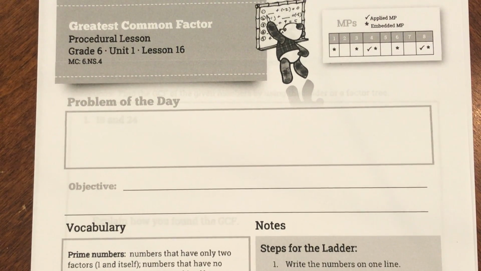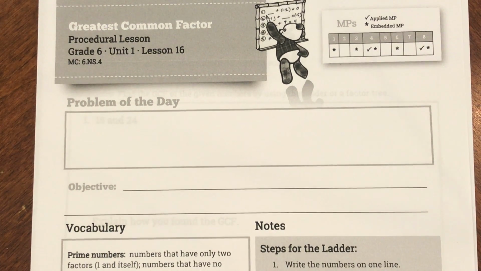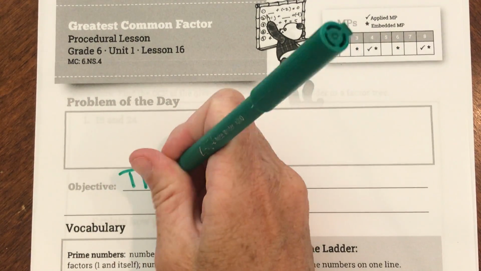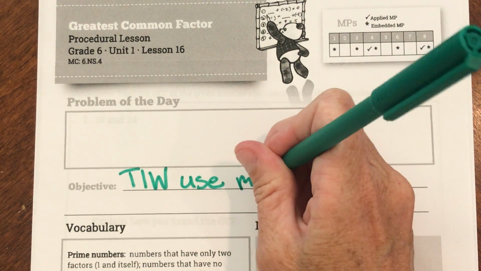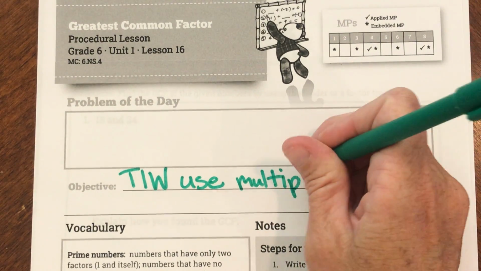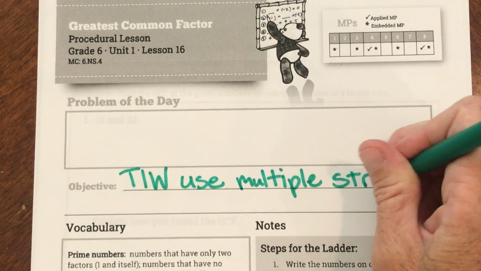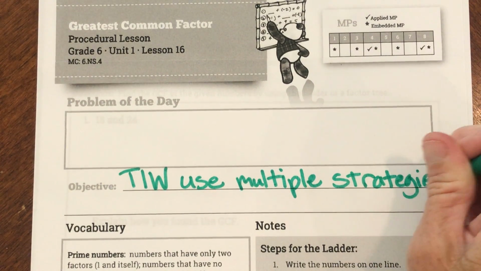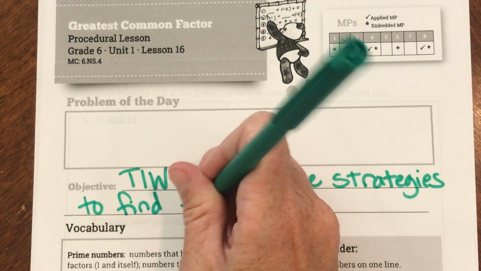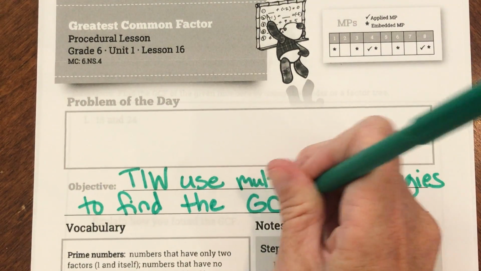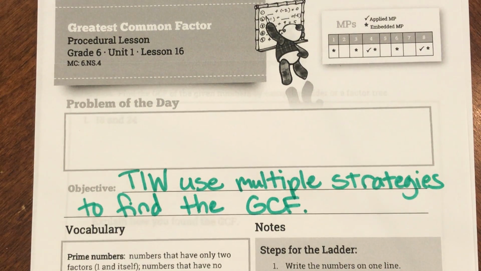Today we're on page 91 of your student journal, and our objective or our goal for the day is, today I will use multiple strategies to find the GCF. Okay, so this is a new topic, so we have all new vocabulary.